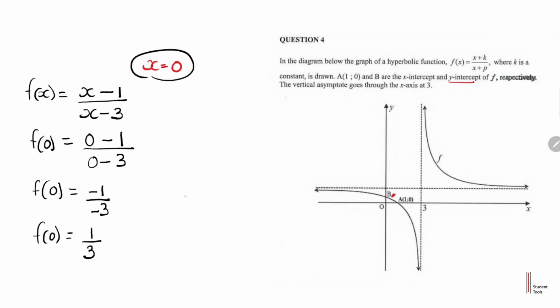Meaning the coordinates of B are, for x we have 0, and then the y value of this coordinate is 1 over 3. And that is just how we find the coordinates of B.